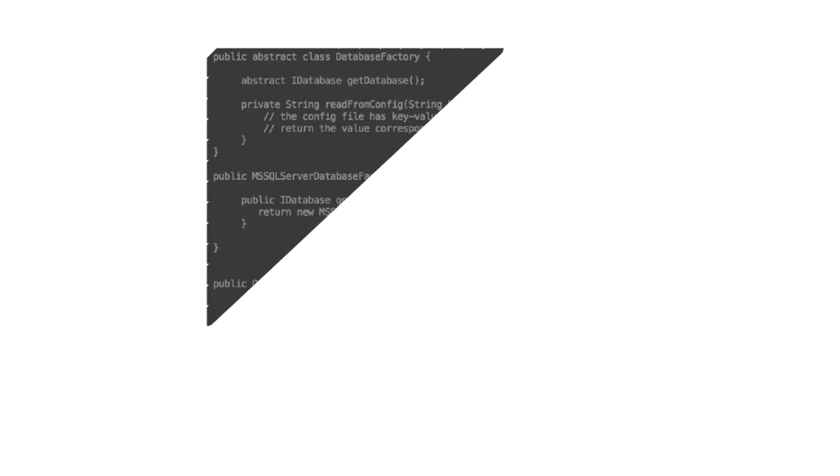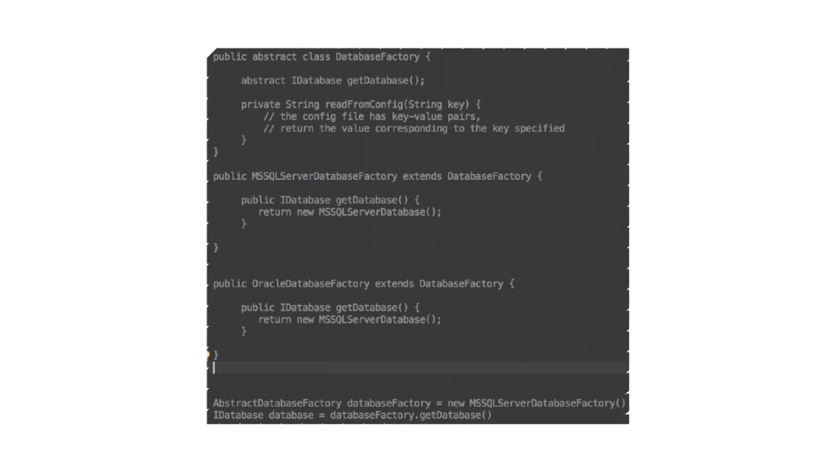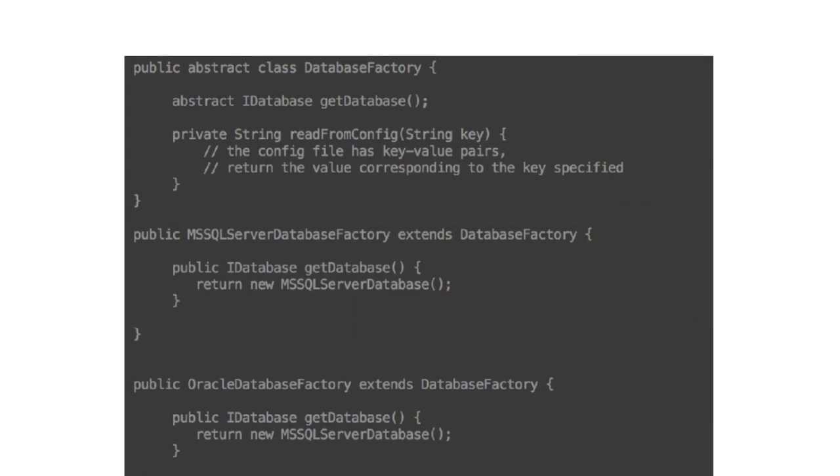Things are never quite real unless we look at some code. So let's take a look at some code which instantiates two database factories and sets up an abstract base factory which is the parent of these two. So take a look at the code on screen. We have the abstract class database factory which has a whole bunch of shared implementations, primarily the read from config. It has an abstract get database method which returns an instance of a database, which implements the iDatabase interface. Note that this method is not static.